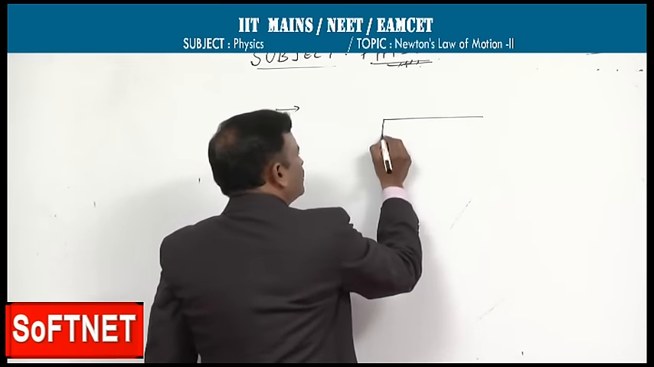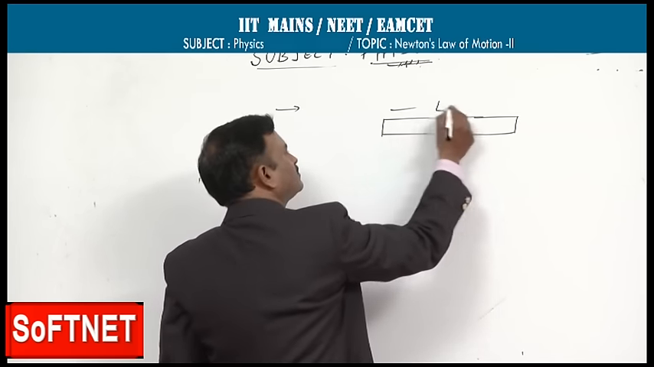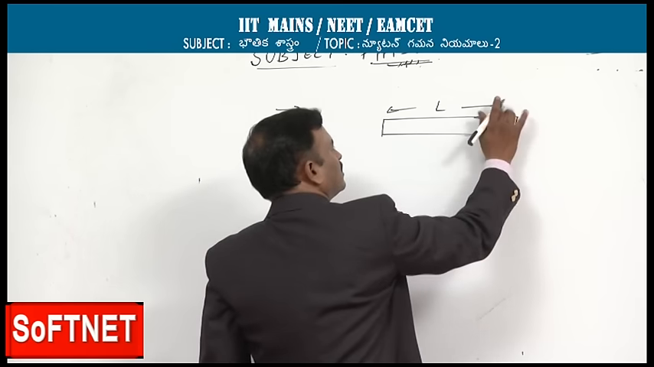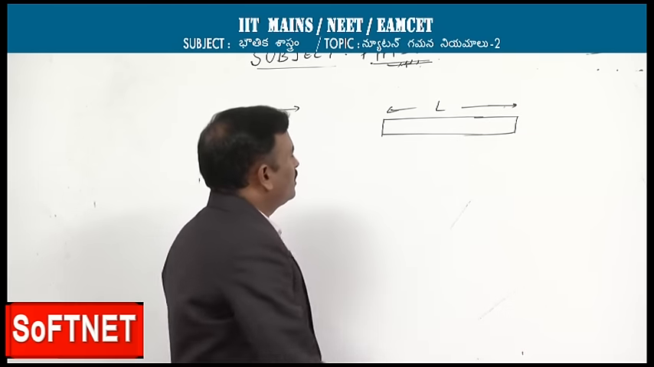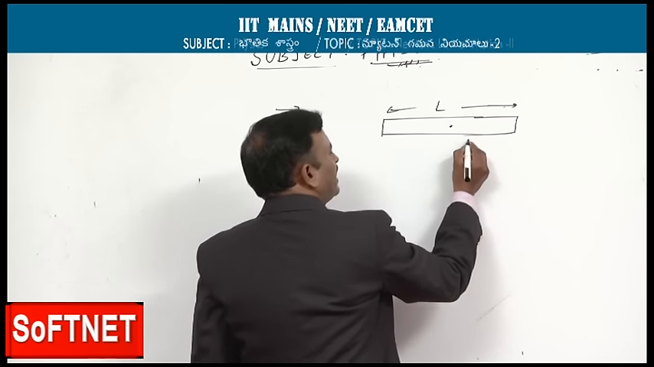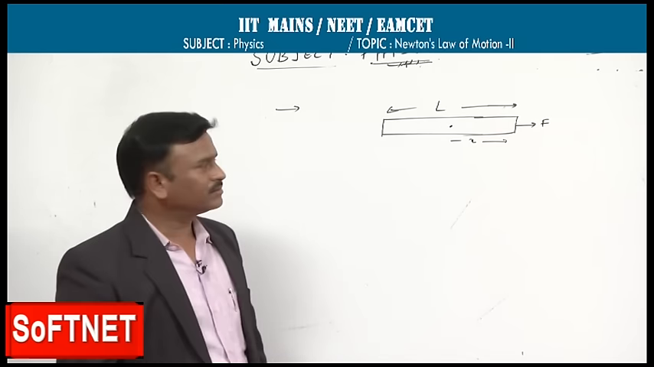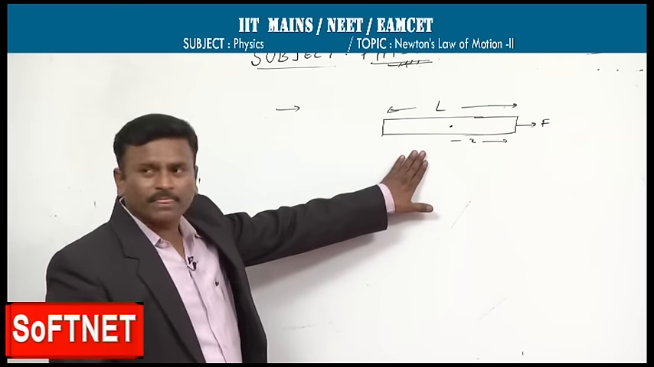Let us take a rod of length L. Here the question is, what is the tension acting at x distance from the force applied end? The question is very simple.